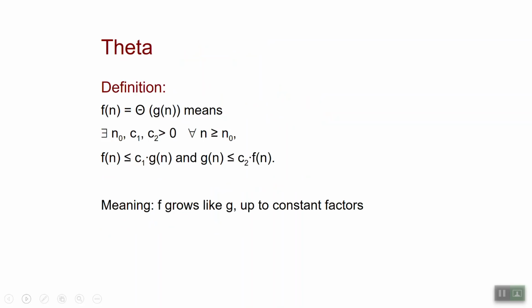Okay, if you have them both, then you get to theta. So that's another very important notation in algorithms. We say that f is theta of g of n if you can find a constant n0 and now two constants c1 and c2, such that for every n larger than n0, f of n is less than c1 times g of n, and g of n is less than c2 times f of n. The meaning is that f grows like g, both in upper and lower bound, up to constant factors.